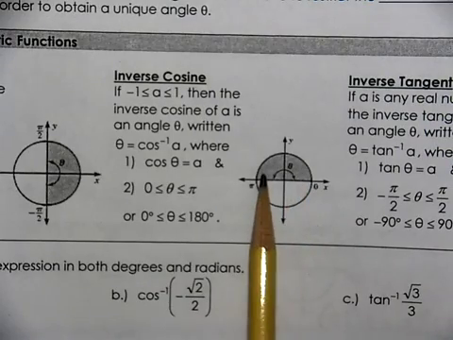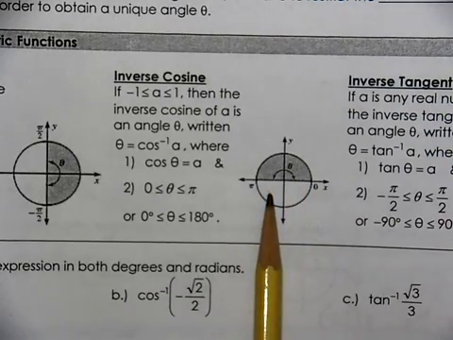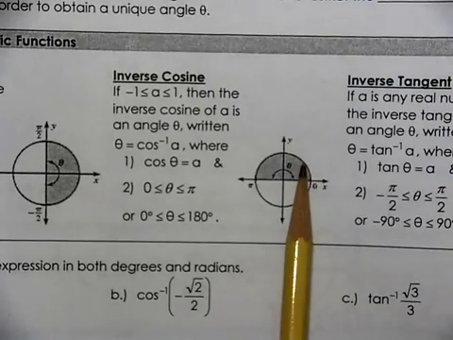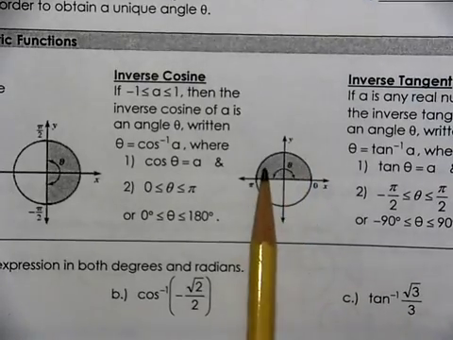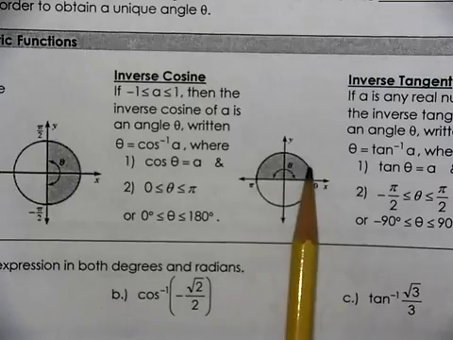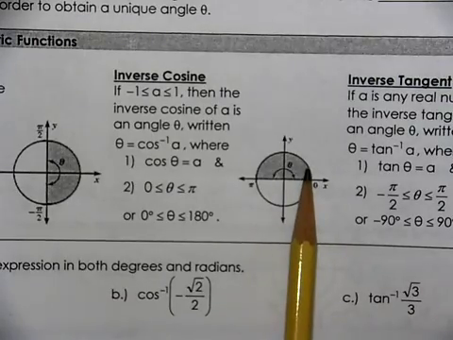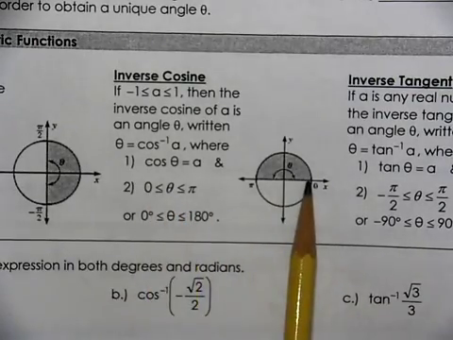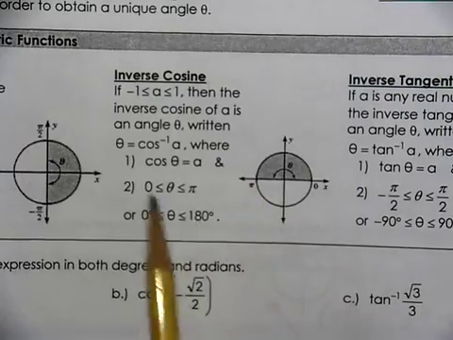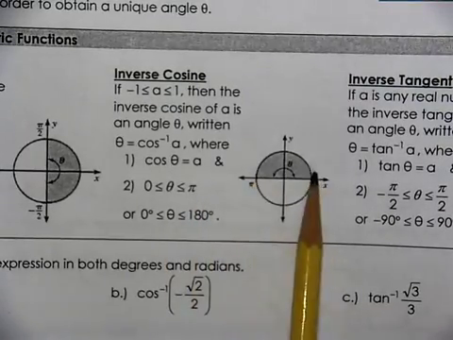Cosine uses the first and second quadrant. The third quadrant is also negative for cosine. The first quadrant is obviously positive. The second quadrant is negative. So we call that from 0 up to 180, up to pi.